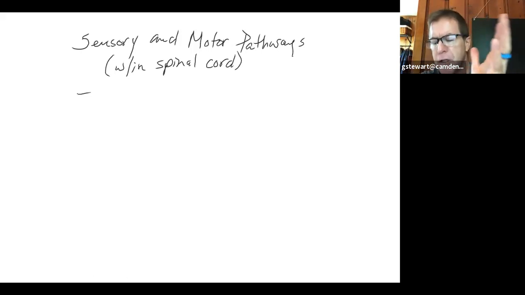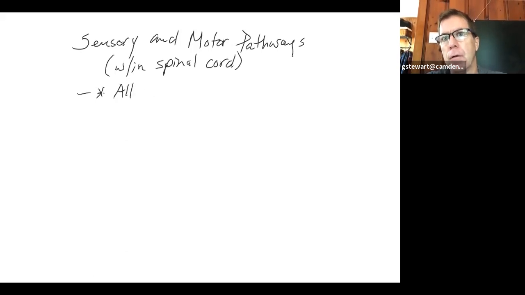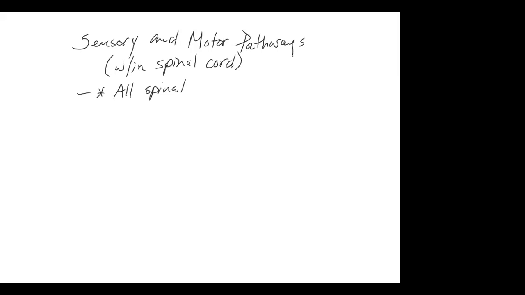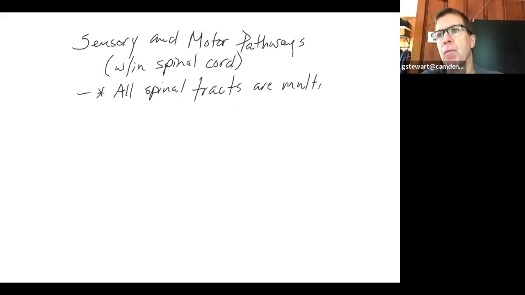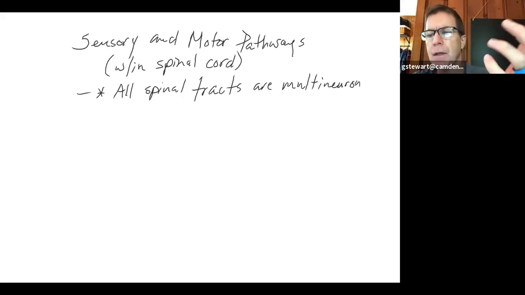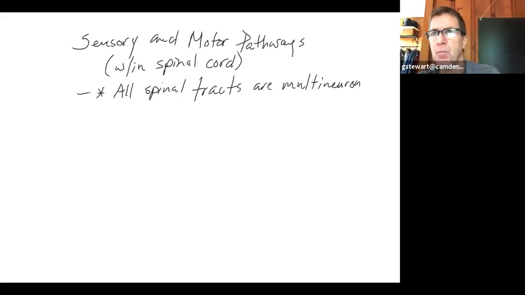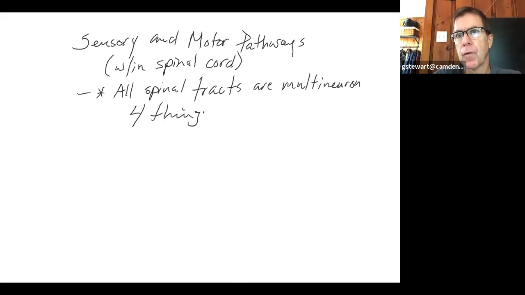All spinal tracts are multi-neuron pathways. When I say spinal tracts, we're just talking about the information highways that go up and down the spinal cord. I'm writing: all spinal tracts are multi-neuron. It's easy to think, and easy to teach, that neurons just go up and down the spinal cord in a superior and inferior direction. But all of the tracts have multiple neurons as well as multi-directional pathways within them. I'm writing 4 things to consider when we talk about spinal tracts and pathways.